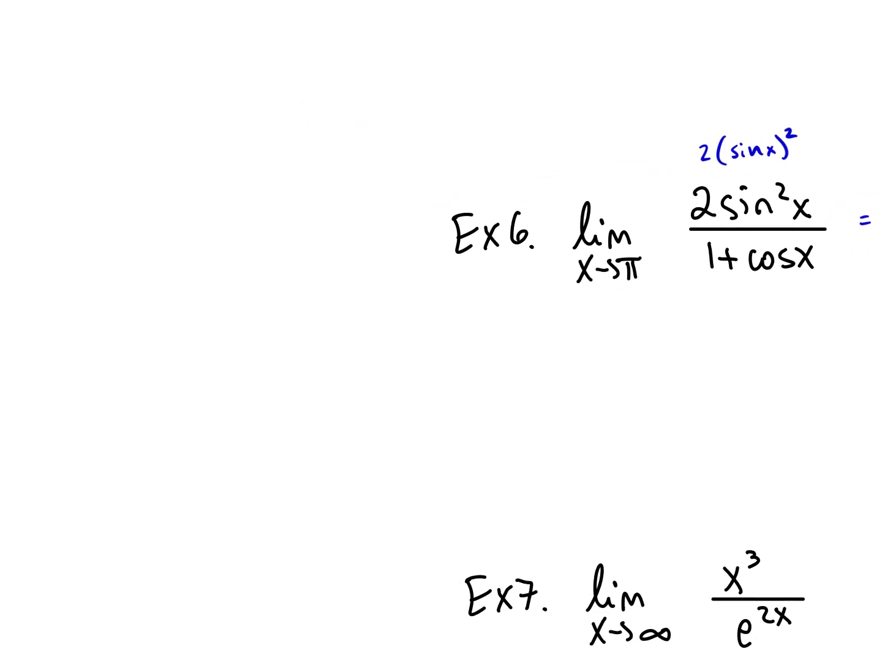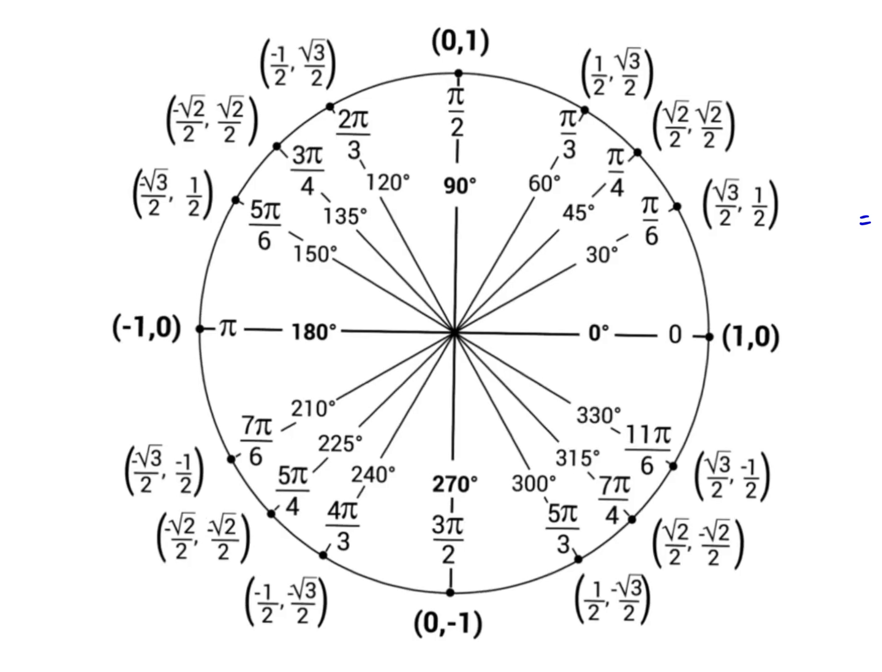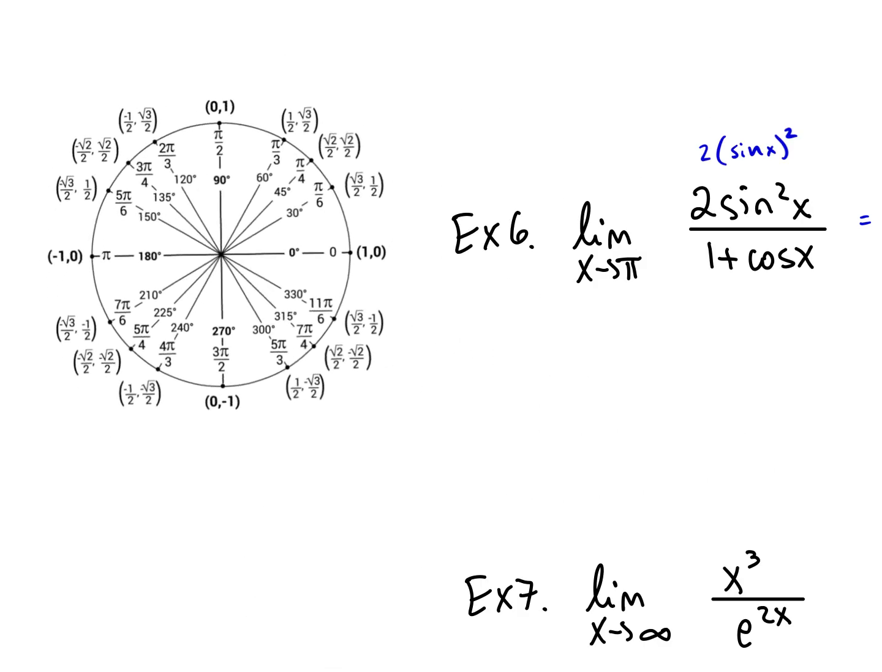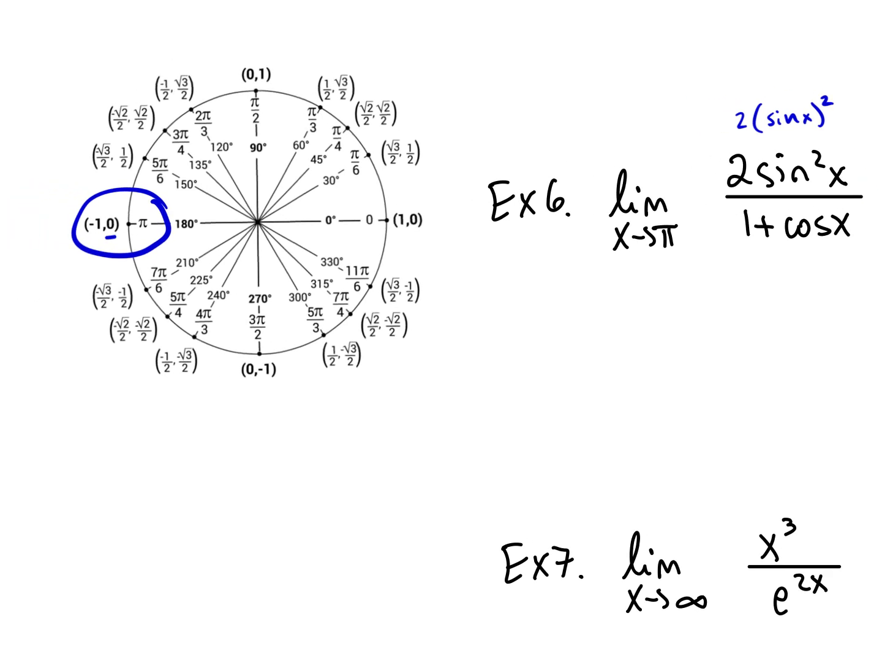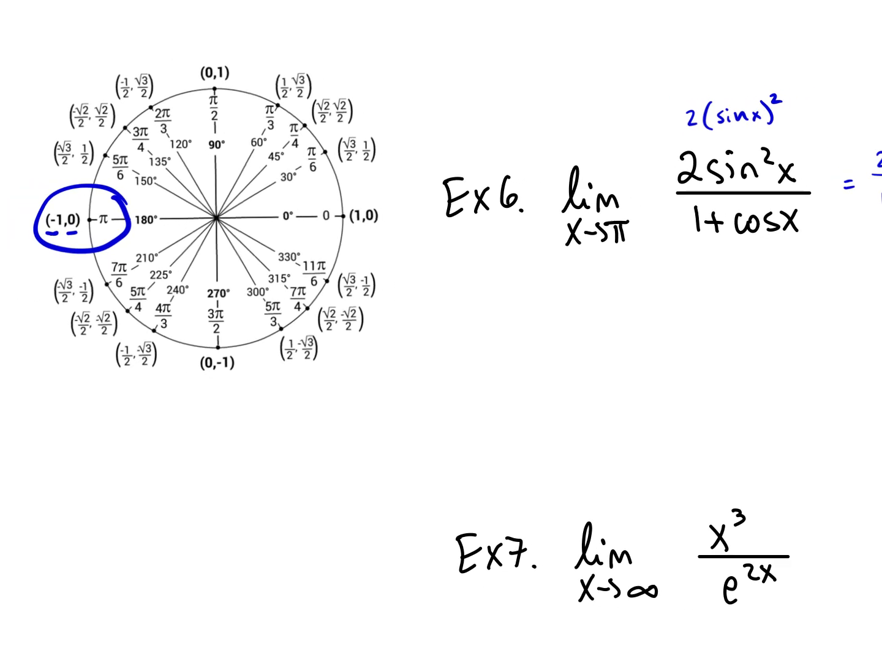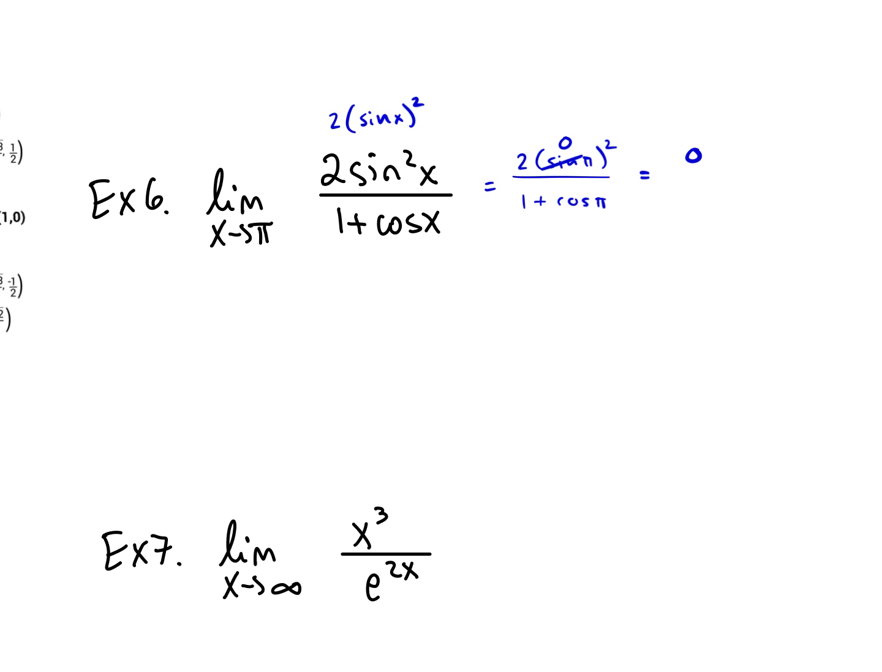So I'm going to copy and paste my unit circle here. So let's go to pi. Sine tells us we look at what? The x or the y? The y value. So here sine of pi would be 0. 0 squared is 0. 0 times 2 would be 0. Now let's find cosine of pi. Cosine tells us we look at the x value. So our x value at pi would be negative 1. So we have 1 minus 1, which would also be 0.